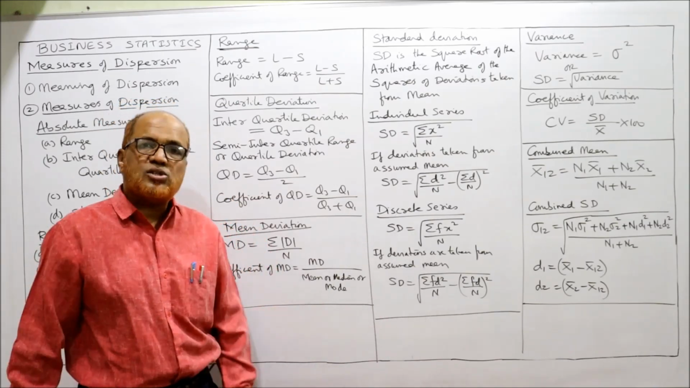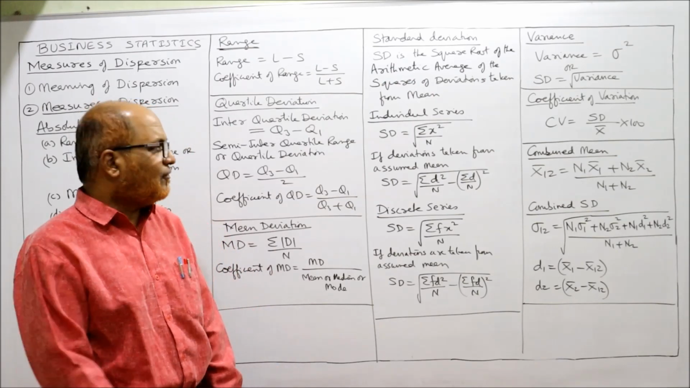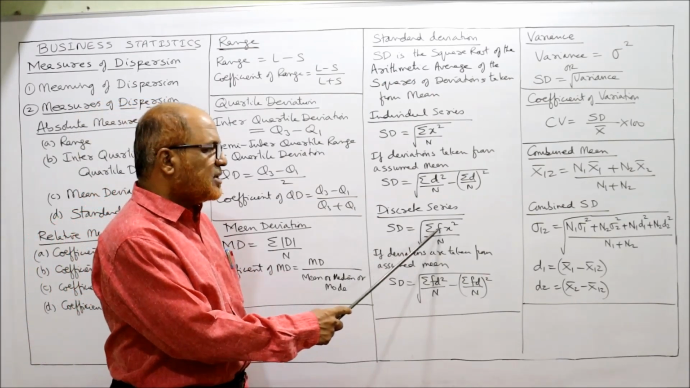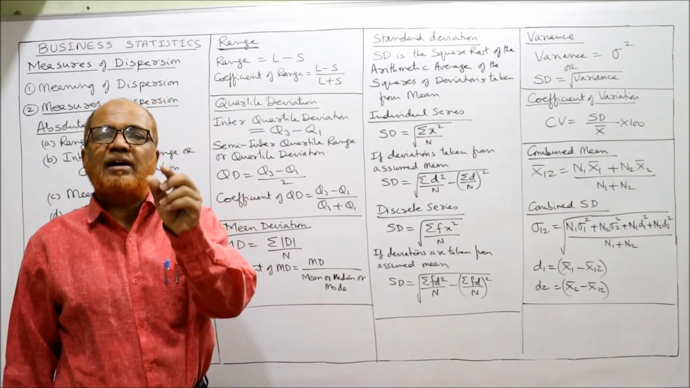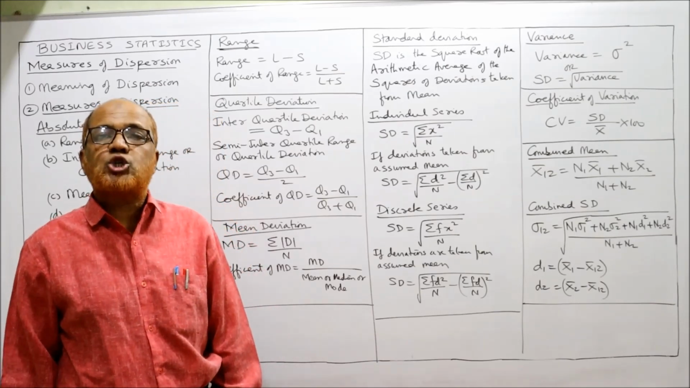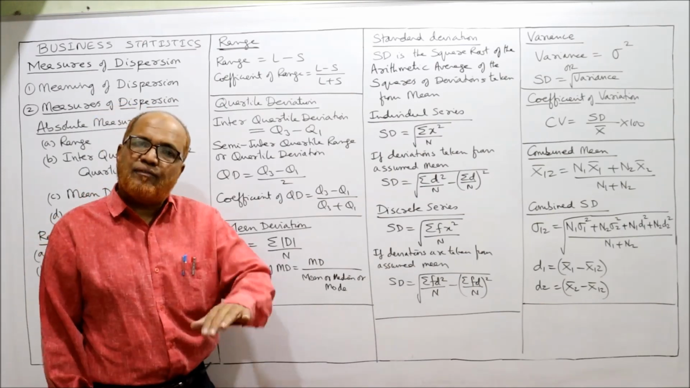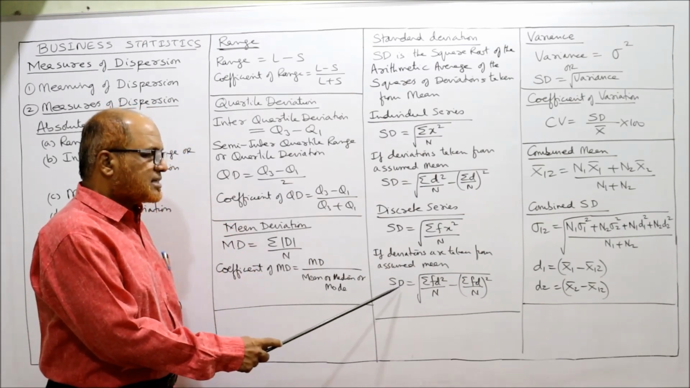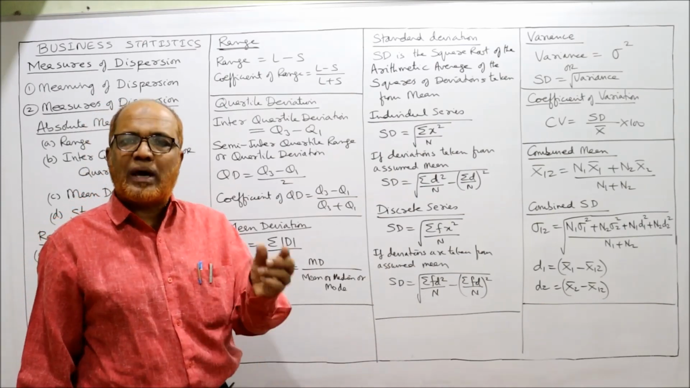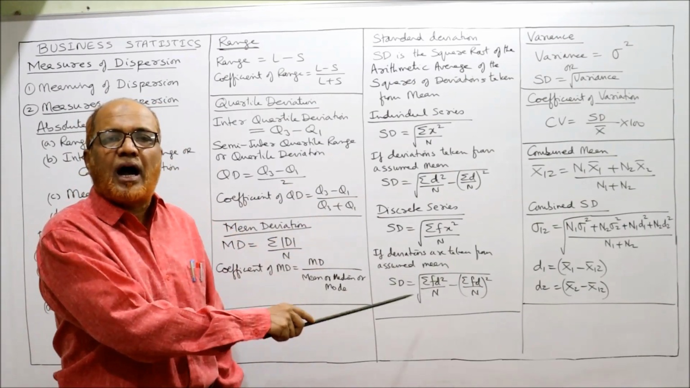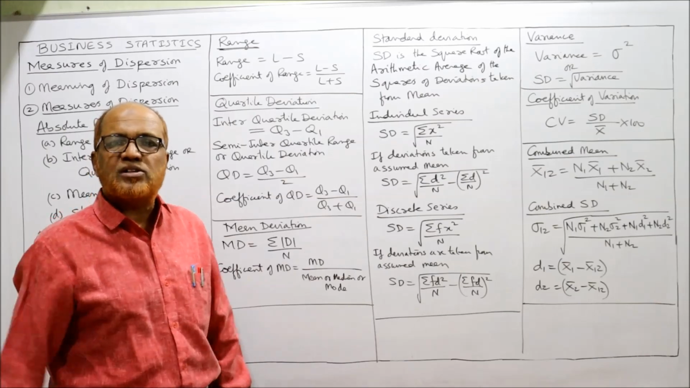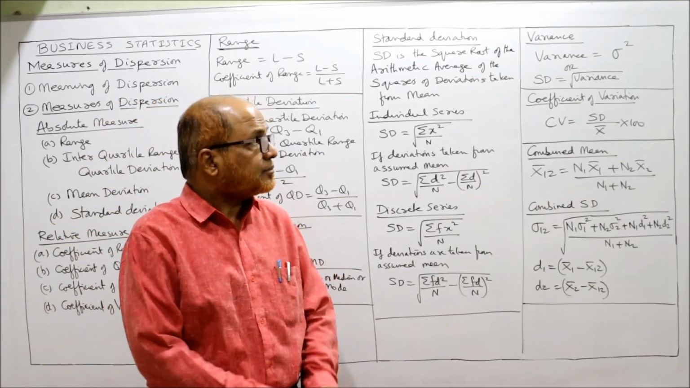For a discrete series or continuous series, the formula is standard deviation equal to the square root of summation fx square by n. This formula will be applied when deviations are taken from the actual mean. If deviations are taken from an assumed mean, then standard deviation is equal to the square root of summation fd square by n minus (summation fd by n) whole square. So these are the formulas for calculating standard deviation.